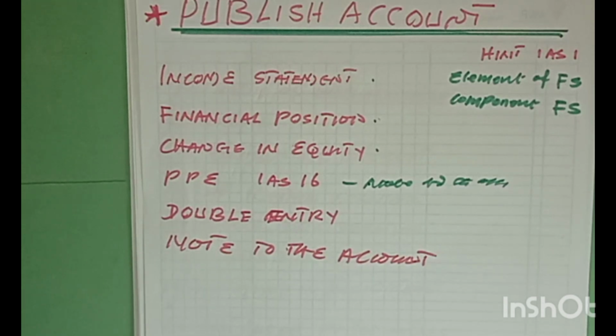Now let me explain. Published account is very, very essential because at the end of the year, every company has to prepare this for tax purposes, for review, for investors and all that, right? So they want you to have a full idea on how to prepare your published account. You need to know how your income statement looks, how your financial position looks, how your change in equity looks, and how to prepare your PPE. Very important. PPE schedule and all that.